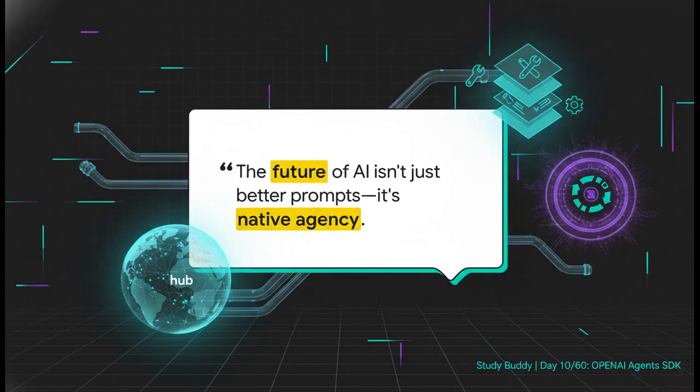So, I want to leave you with this one big idea. The future of AI isn't just about crafting slightly better prompts. It's about building systems with native agency. Autonomous, tool-using agents that can execute complex tasks all on their own.